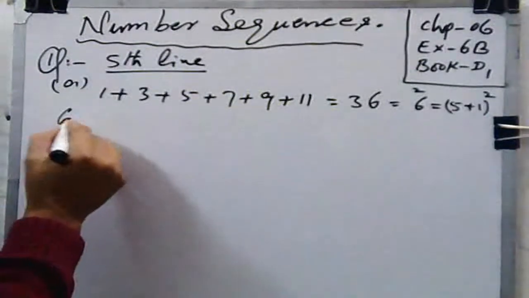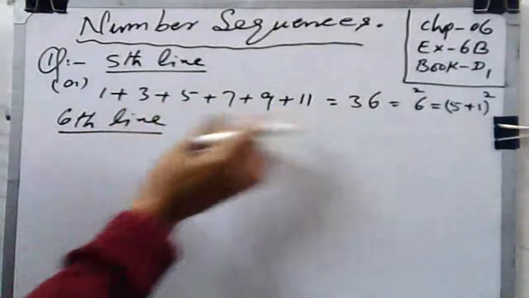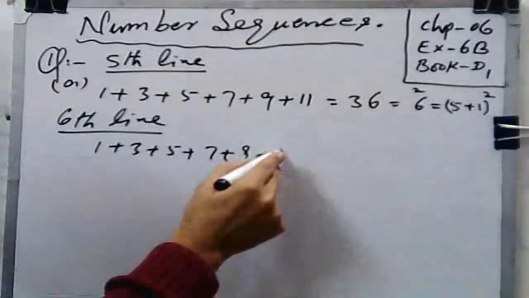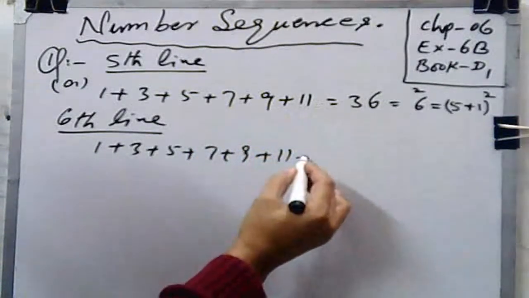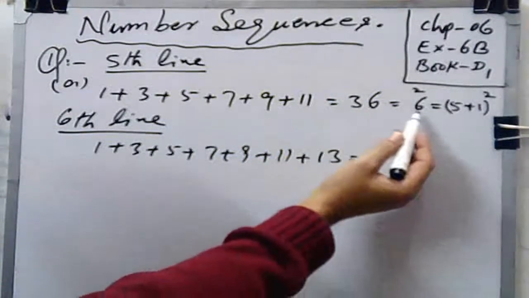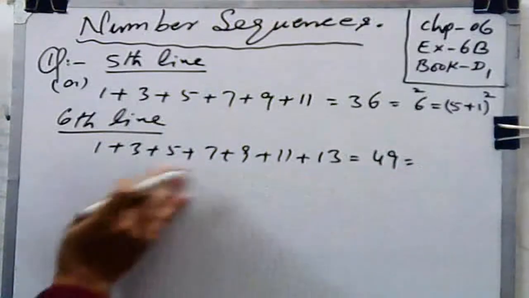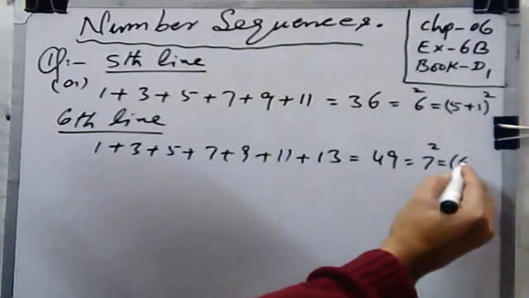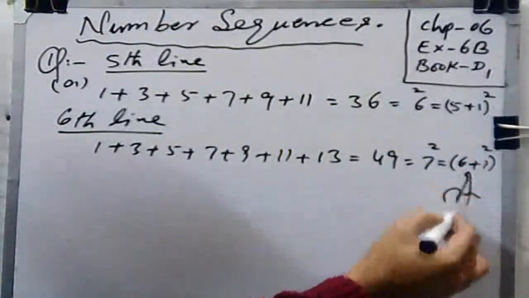Similarly, we have to write the sixth line. So how can we write the sixth line? By the same pattern you can write 1 plus 3 plus 5 plus 7 plus 9 plus 11. So here is the fifth, so for the sixth line add 2 further, so you will get plus 13. So the next term after addition will give you 49. So 49 can be written as 7 times 7 is 49, and next is 6 plus 1 whole square. So that is your required result.